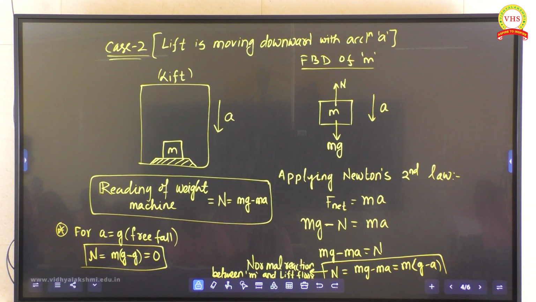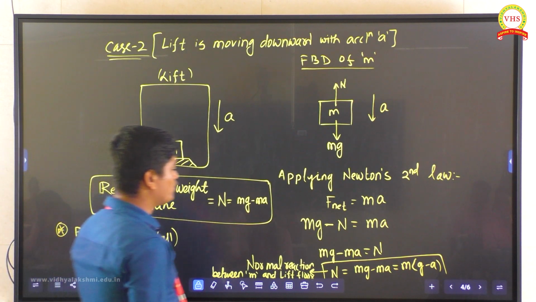And lift at rest means no acceleration, acceleration 0. So N equal to what? N equal to mg. So when the lift is at rest or moving with constant velocity, that time normal reaction equals actual weight. So now come to the next case.